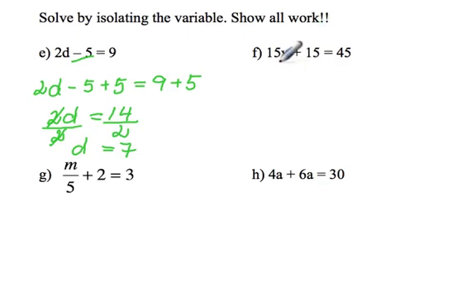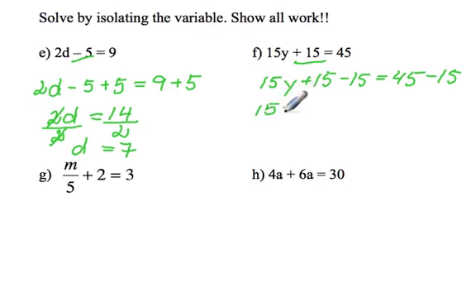Question F. Again, the separate value is 15, so we will deal with that first. 15y plus 15 minus 15 equals 45 minus 15. 15 minus 15 equals 0, leaves 15y on the left. 45 minus 15 equals 30. 15 is multiplied by y, so we will divide both sides.